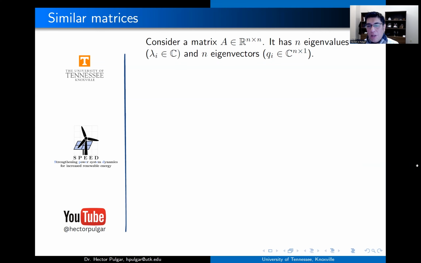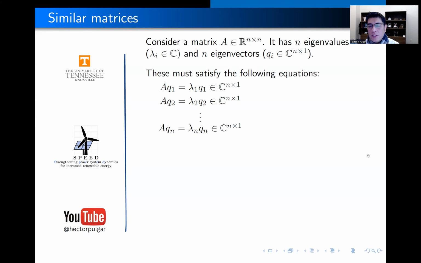We will use a similarity transformation to obtain an explicit solution of linear dynamic systems. Let's consider a matrix A, an n by n matrix, that has n eigenvalues and n eigenvectors. In general, eigenvalues and eigenvectors are going to be complex, but sometimes they can be real. We write down all the equations that define these eigenvalues and eigenvectors.